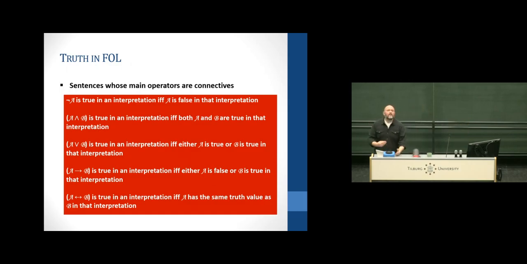So the atomic sentences are easy. Look to see, are the things named in the extensions of the predicates we're looking at? The connectives are easy. They work exactly like they did with TFL. Now, we haven't talked about the quantifiers yet, but if we can do this bit, we've got about 50% of what we need. So how are we feeling with these ones? Does it make sense so far?